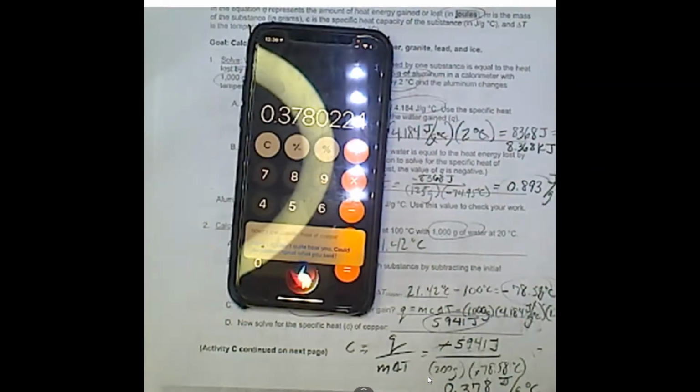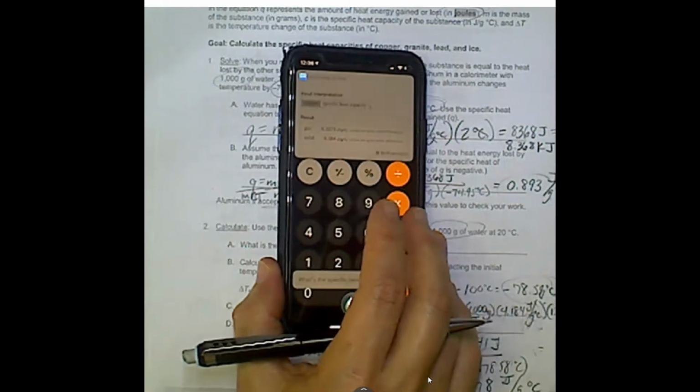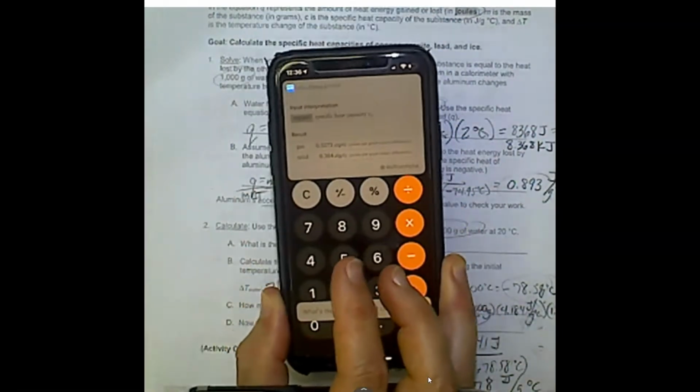What's the specific heat of copper? Let's see what Siri would be so kind. And Siri's saying that it's 0.3273. That sounds pretty close. I think we did pretty good. So that's our answer right here. All right, good job.